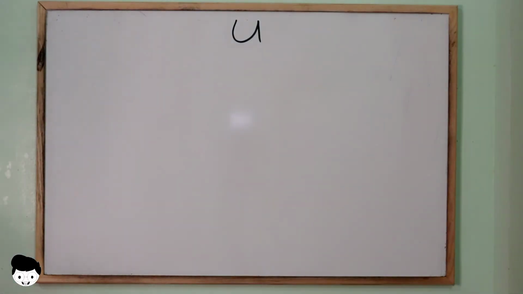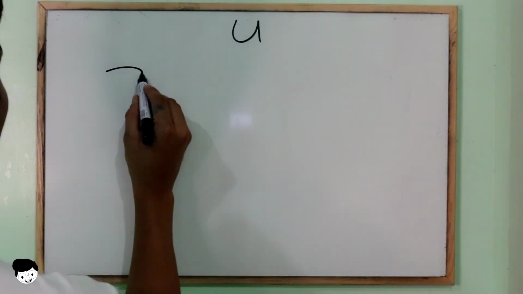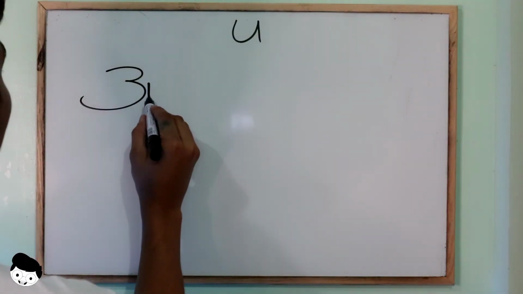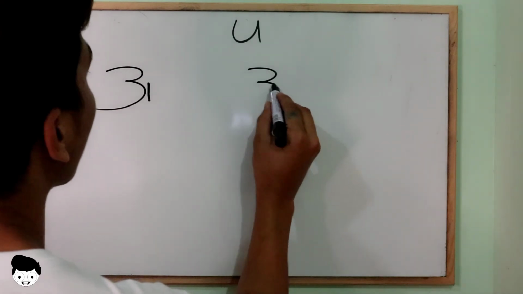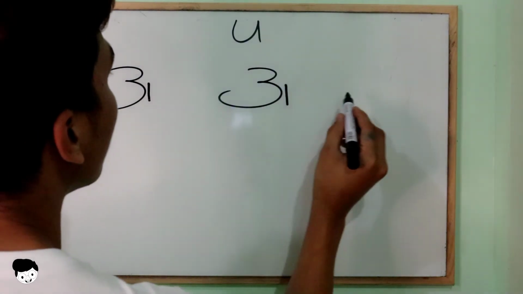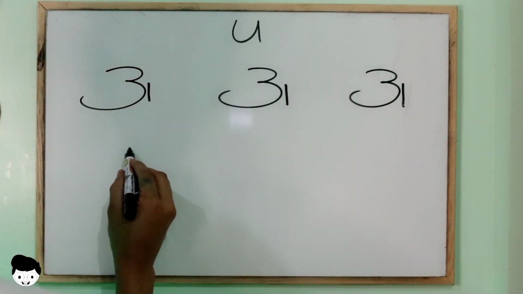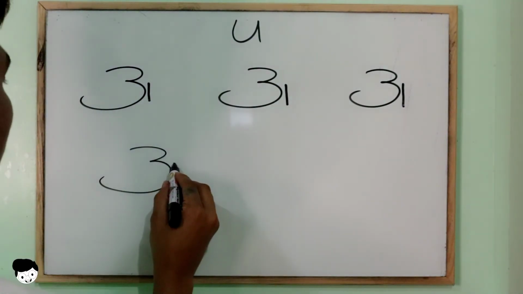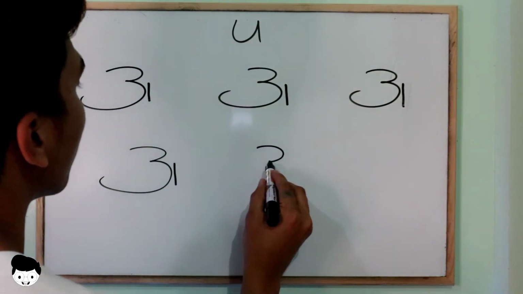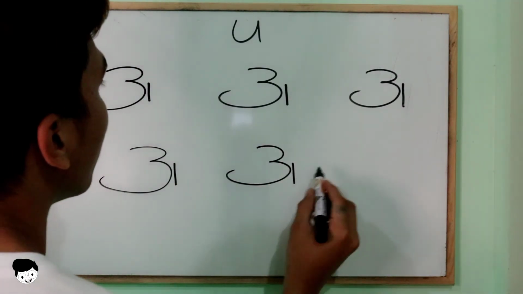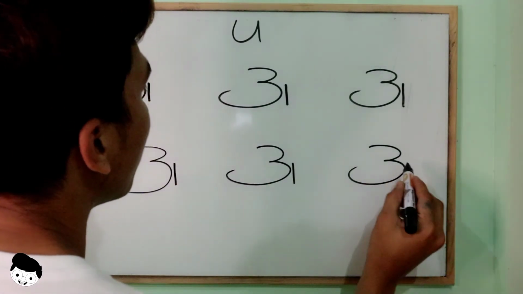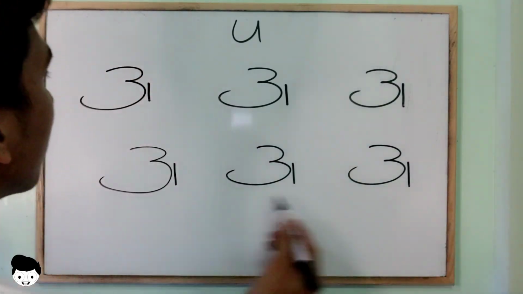And let's practice. 1, 2, 1. 1, 2, 1. 1, 2, 1. And that ends our Baybayin tutorial for characters I, O, and U.